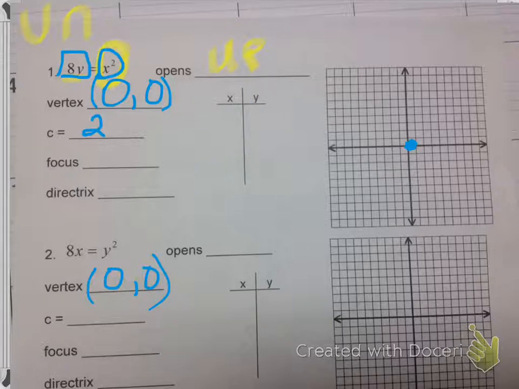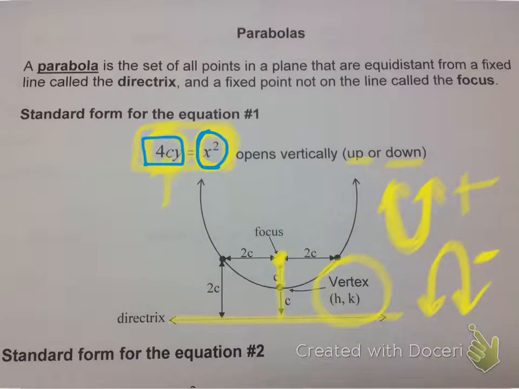Okay, so my vertex is (0, 0). We know it opens up. My c is 2, so I'm going to go 2 units up on my graph, and that actually tells me where my focus is, which is at (0, 2), because this point right here is (0, 2). The other thing that the c does for us is it tells us how far to go in each direction. So let me back up and show you that part too.